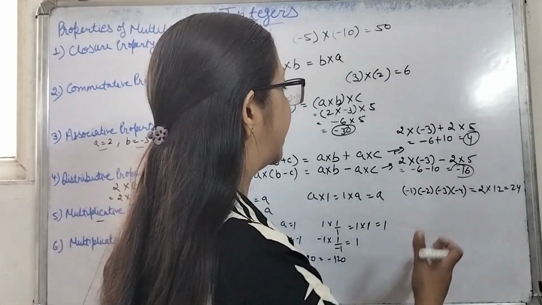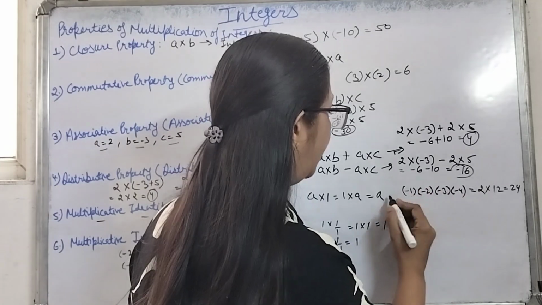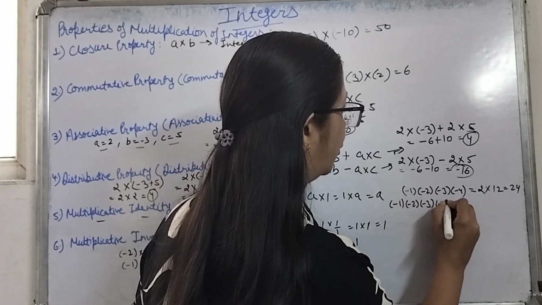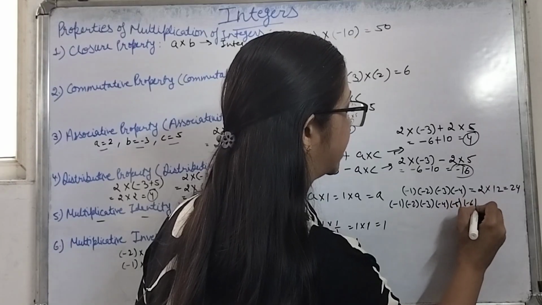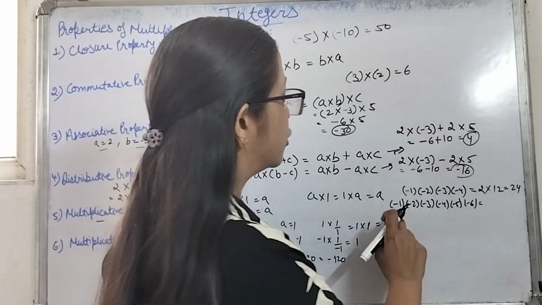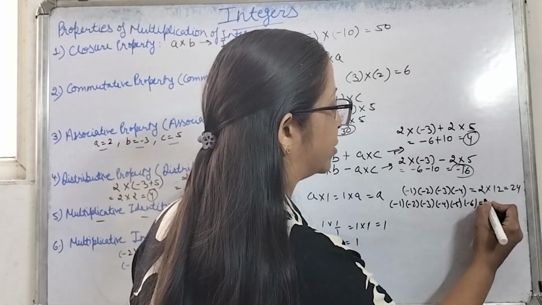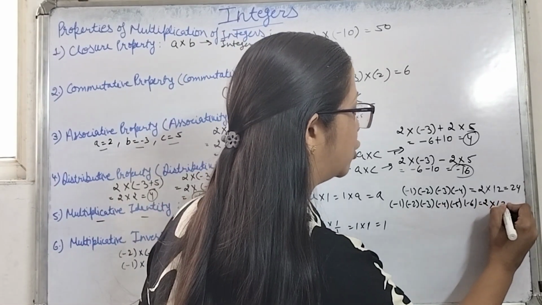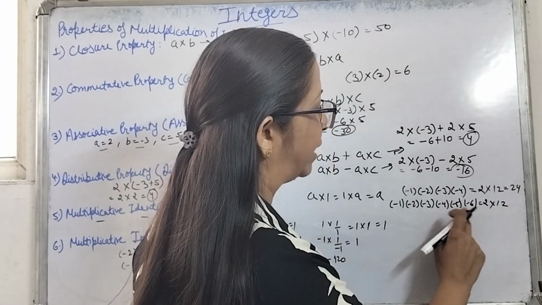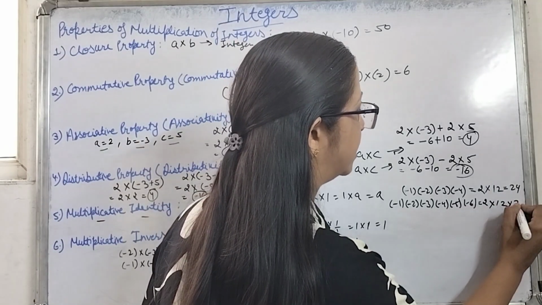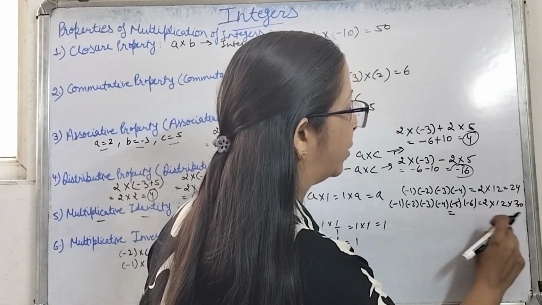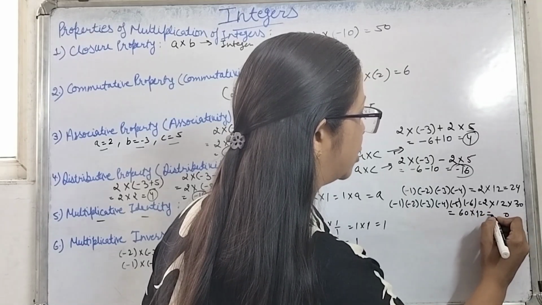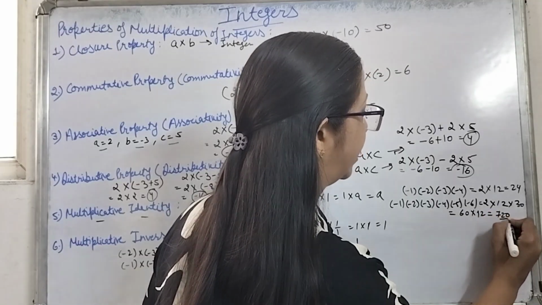Now instead of 4, suppose we are taking it 6 times. So we are multiplying -1, -2, -3, -4, -5 and -6. -1 multiplied by -2 will be positive 2, -3 multiplied by -4 will be positive 12, -5 multiplied by -6 will be positive 30. Now 2 multiplied by 30 is 60, into 12 is 720.